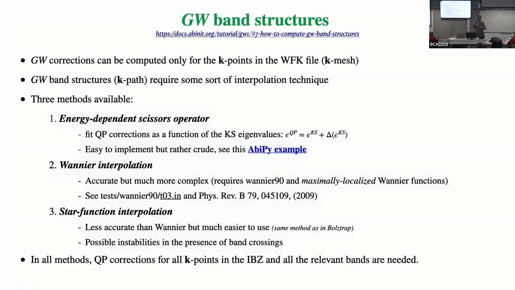And this is a mesh, it's not a path. So you can only have a finite set of quasi-particle energies in the Brillouin zone, and you cannot have a band structure plot. If you want a band structure plot, then you have to resort to some kind of interpolation. There are different methods. In the simplest case, you just fit the quasi-particle correction as a function of energy. This is very crude, but a relatively easy technique to implement. You can use it at the beginning to get some idea, but I would not recommend doing that.